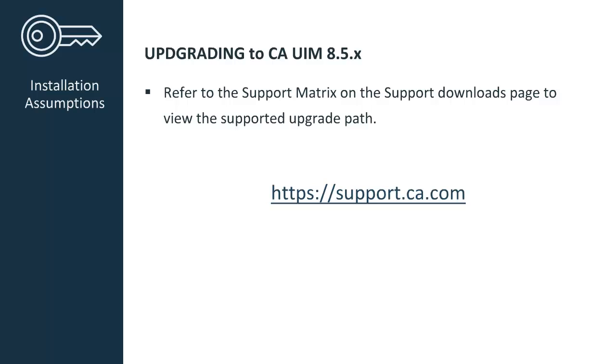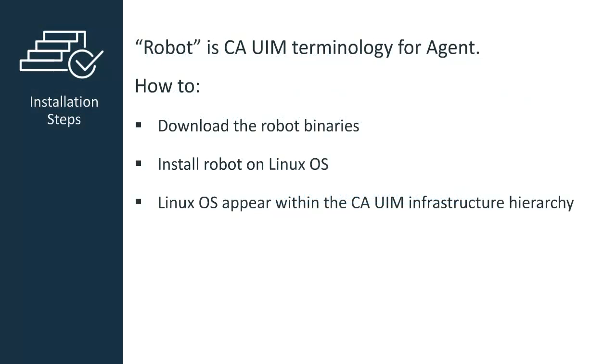As a reminder, whenever you are upgrading to any CA UIM 8 versions, it is important to refer to the support matrix found on the Support Downloads page to view the supported upgrade path. For anyone that is new to the CA UIM product, robot is CA UIM terminology for agent. Throughout this video, you will learn how to download the robot binaries, install the robot on your Linux OS, and have your Linux host appear within the CA UIM infrastructure.